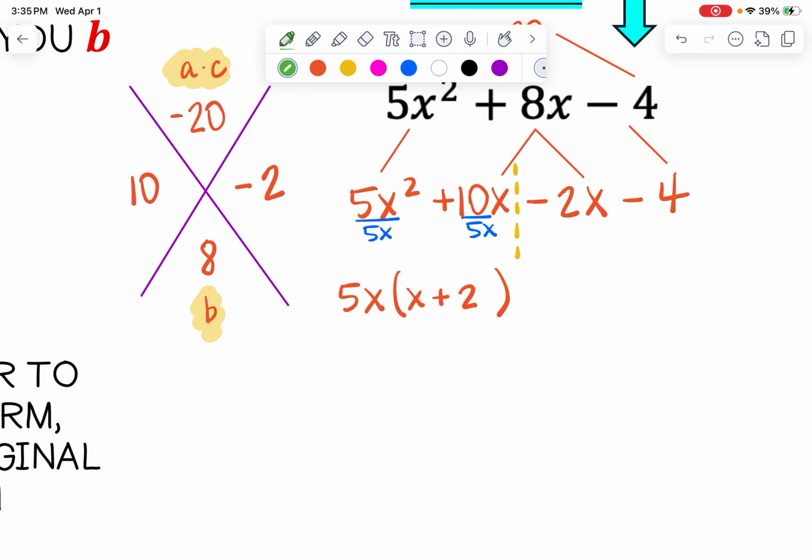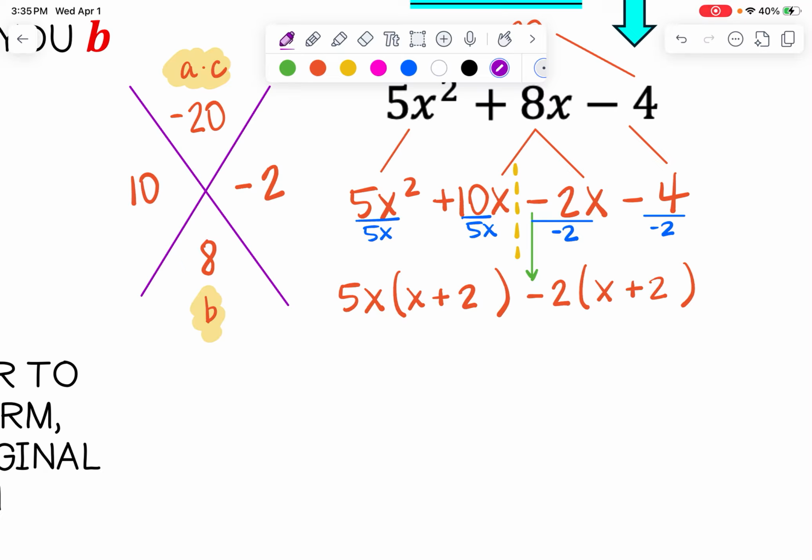Then I'm going to go to the other side. And guys, remember what we learned the other day. If it starts with a negative, you do have to take out a negative. So if that's a negative after my little dashed line, you have to take out a negative. But not only do these 2 terms have a negative in common, they have a -2 in common. So I am going to take out a -2. So I'm basically dividing out a -2 from each of these terms to see what's left. And that's going to give me x plus 2.